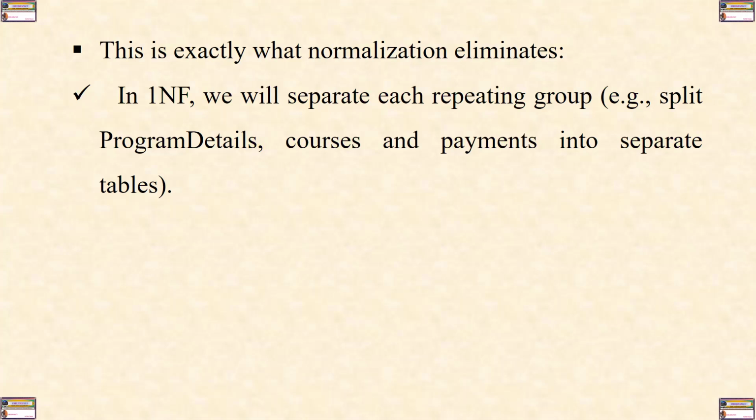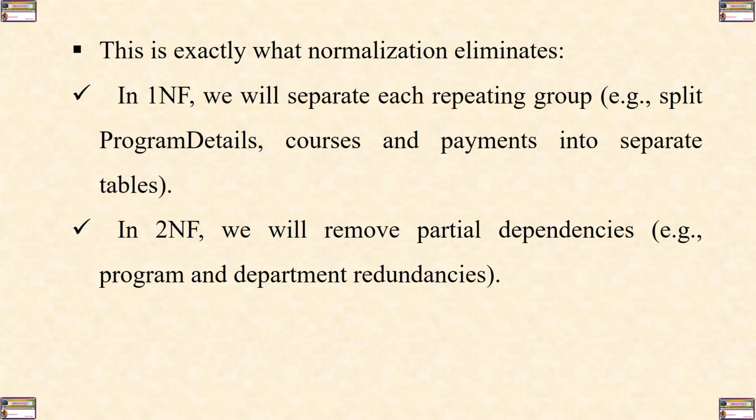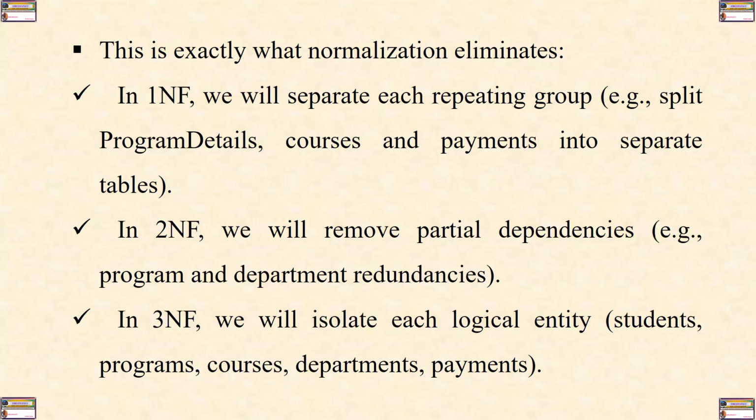Any data that is stored together under the same field, more than one piece of data, we are going to split it. We are going to separate it. That is in the first normal form. In the second normal form, we are going to remove partial dependencies, for example, program and department redundancies. So we are going to remove the dependencies. We are going to see what that means just in this presentation. In the third normal form, we isolate each logical entity.